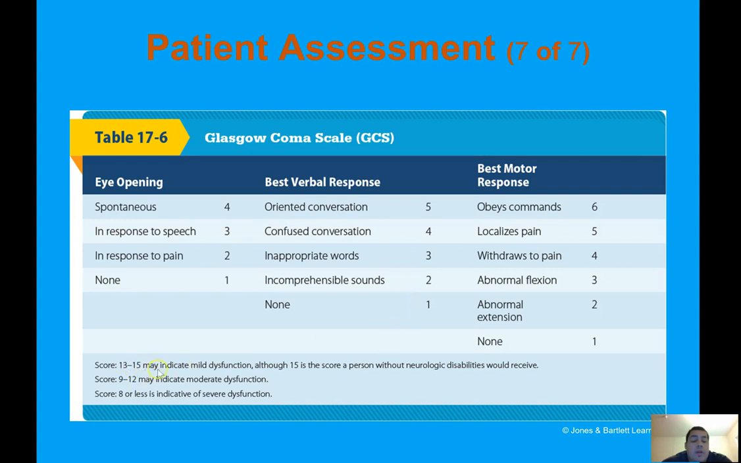Okay, so 13 to 15 may indicate mild dysfunction, although 15 is the score a person without neurological disabilities would receive. 9 to 12 may indicate moderate dysfunction. A score of 8 or less is indicative of severe dysfunction. So anything less than 8, you might have to BVM, or bag valve mask, a patient and assist with their breathing. Their respiratory effort may be absent, or labored, or shallow, or inadequate.